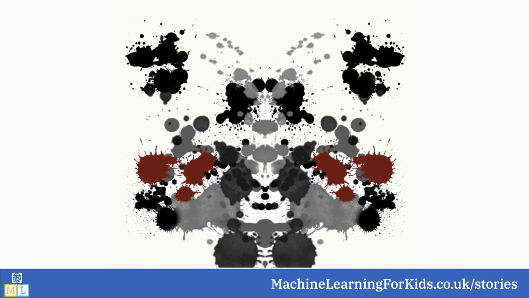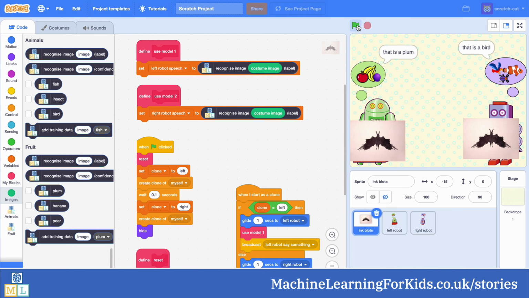We made a Scratch project that would show an inkblot image to both of the group's machine learning models. Given the same inkblot image, one of the models would recognize it as a fish, insect, or bird, and the other model would recognize the same image as a plum, banana, or pear. Both machine learning models were trained using the same technology, but both were giving us very different answers to the same question. When I asked the students to explain why this would happen, they intuitively gave sensible explanations.